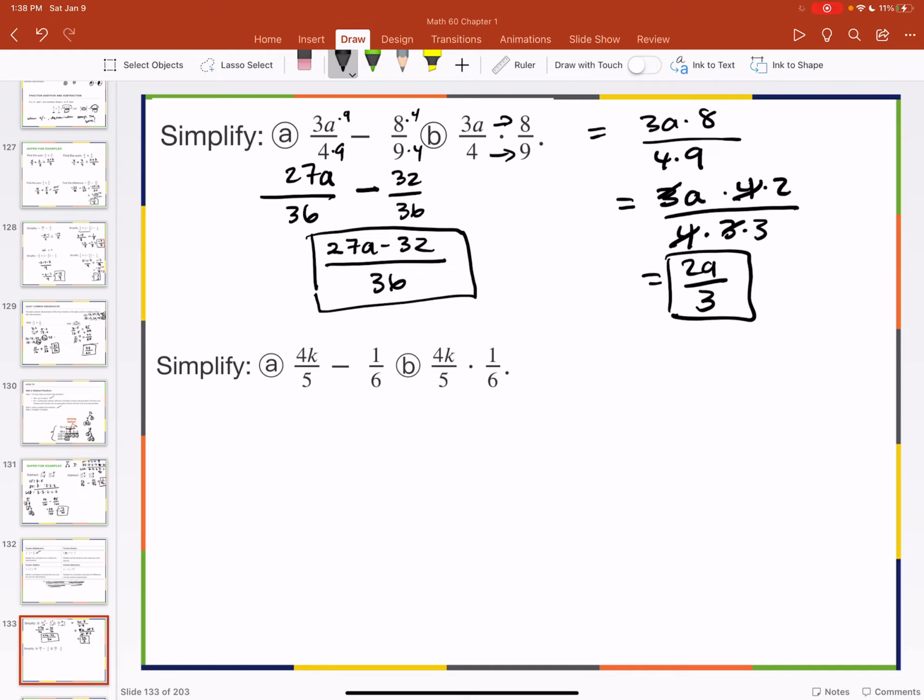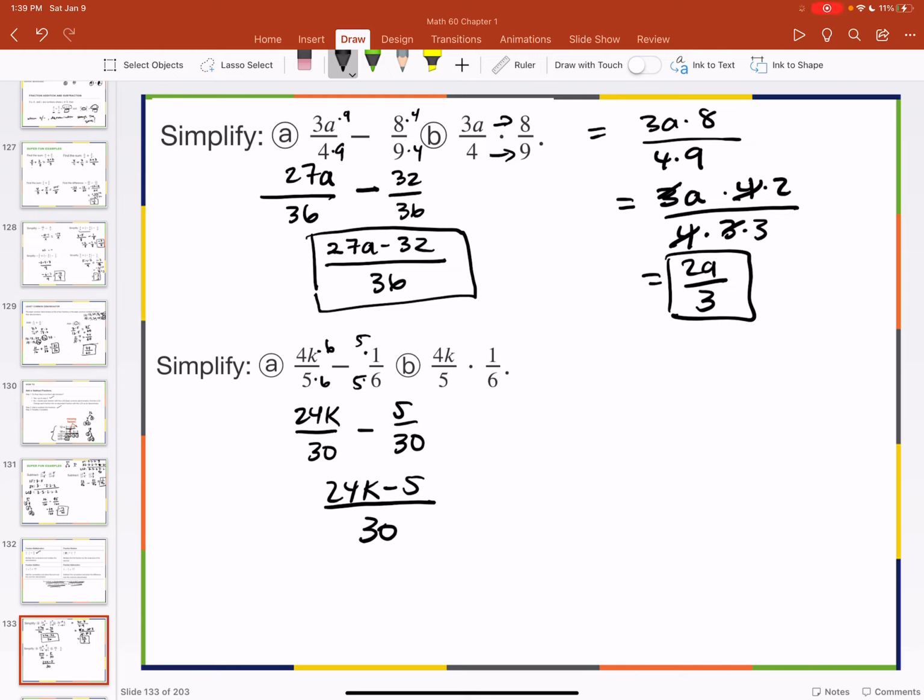All right, let's do another one. Common denominator of 5 and 6. Well, 5 is a prime and 6 has 2 and 3, so the product is the LCD. So that's just 30. So times 6 over 6 and times 5 over 5, and you get 24k over 30 minus 5 over 30 for A, and then we just subtract across the top. We keep the denominator the same.